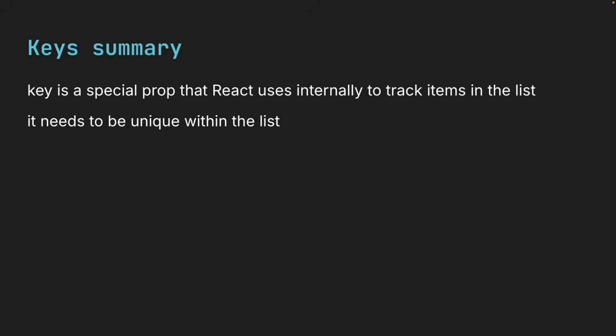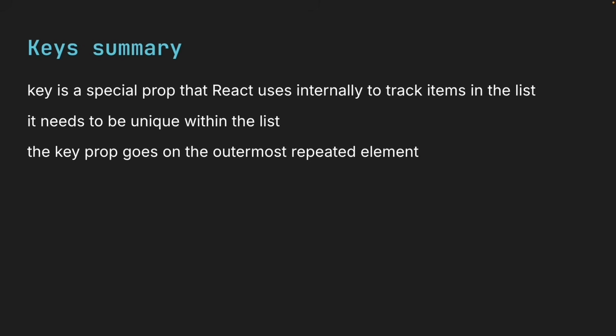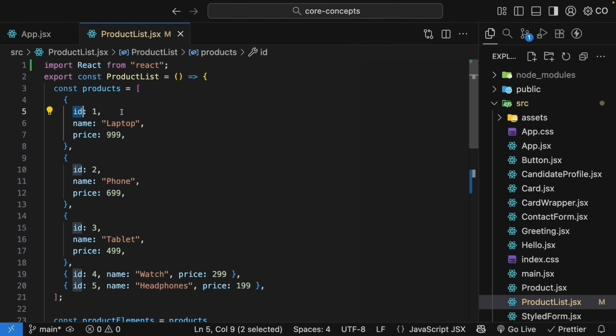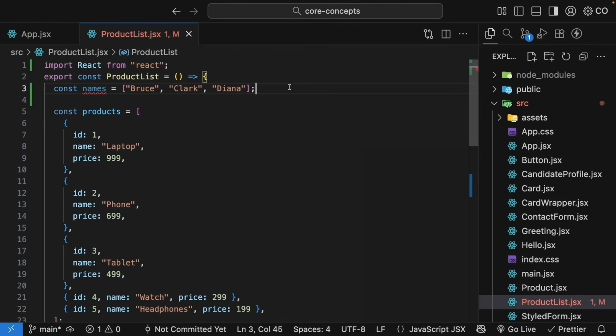To summarize, key is a special prop that React uses internally to track items in the list. It needs to be unique within the list. The key prop goes on the outermost repeated element. And finally, keys are crucial for React to efficiently update the UI. So now that we understand what keys are, how to use them, and why they matter, let's move on to a common question. What do you do when your list data doesn't come with unique IDs? For example, a simple array of strings. Const names is equal to Bruce, Clark, and Diana. What do we do then? Let's find out next.